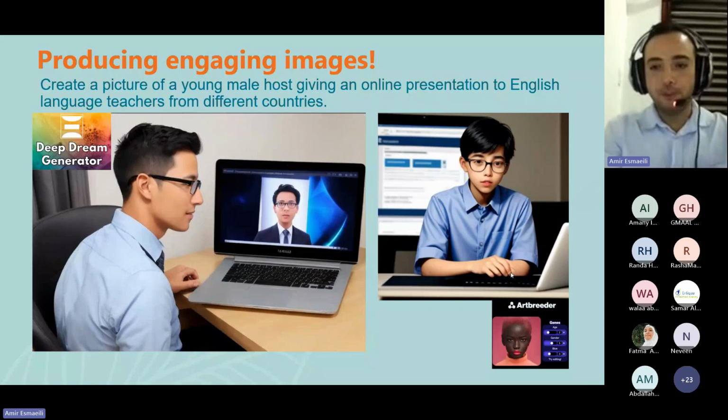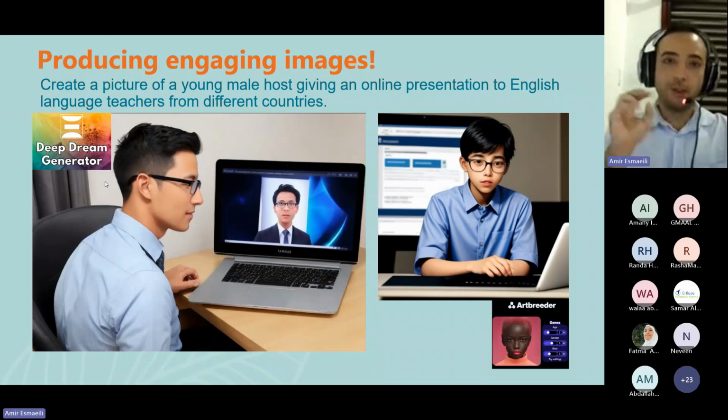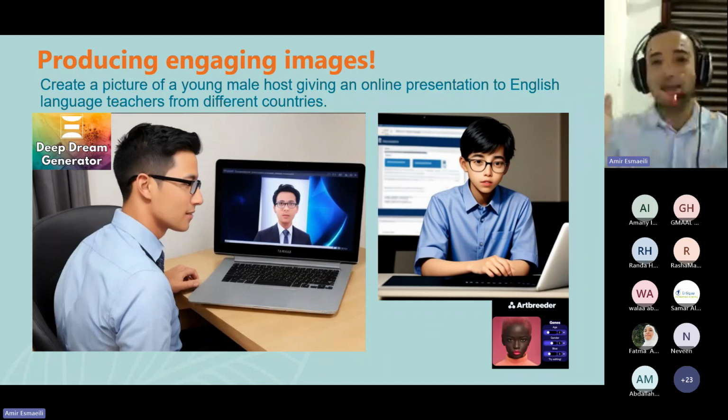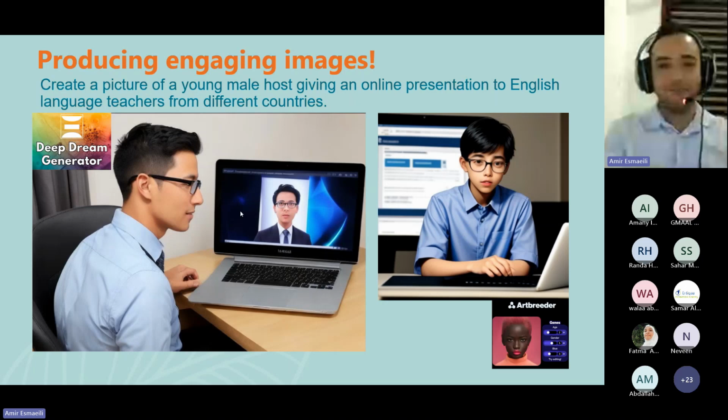The other two tools here, the one on the right is Artbreeder and the one on the left, I used Deep Dream Generator. Referring back to what you said, Hassan, I used the same prompt. I was imagining myself talking to you amazing teachers today. And I gave the same prompt to these two, and these are the pictures that it created. In one of them, it made me maybe way younger than I am, and the other one is a bit more accurate. So anyhow, I gave it the same prompt, and these are two different pictures.